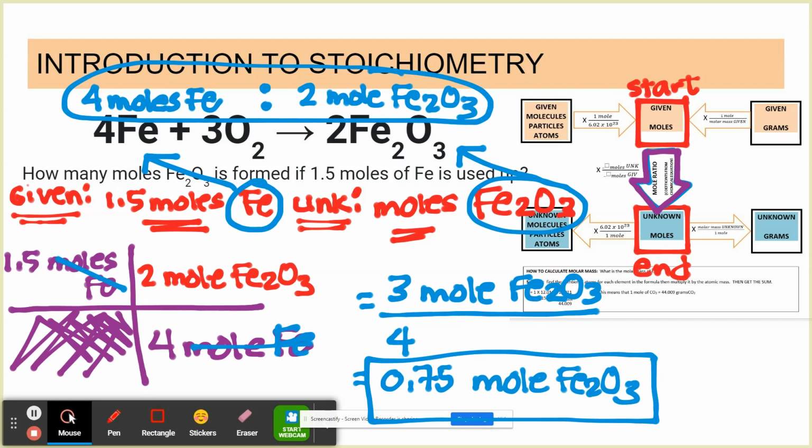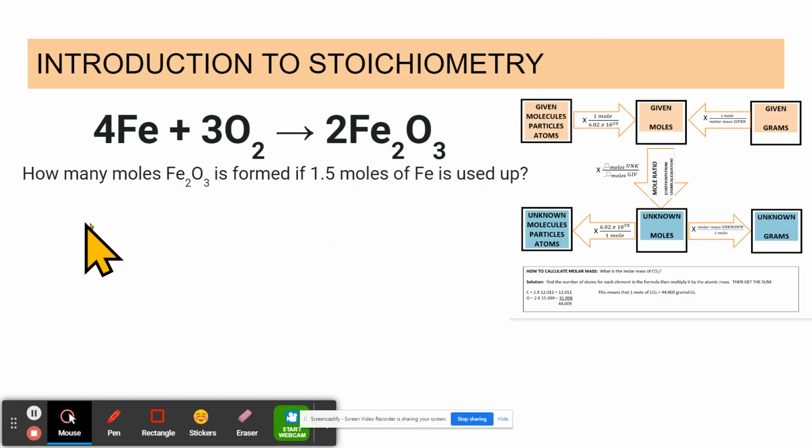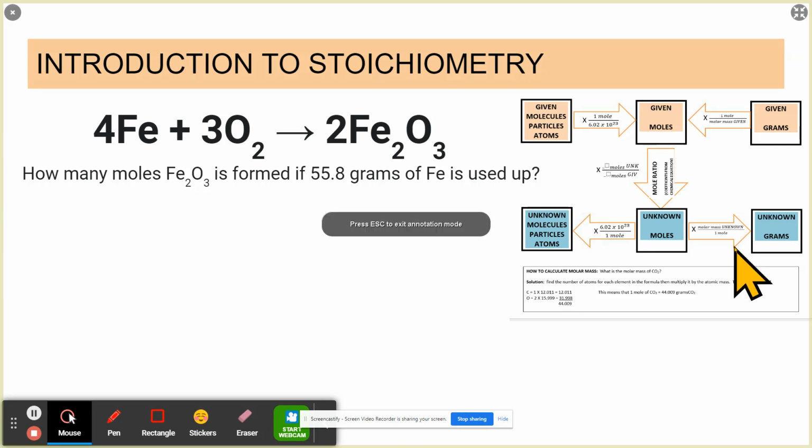Let's try another problem, but this time let's try to use the other arrows within the flowchart. For example, let's say the question was how many moles of Fe2O3 is formed if 55.8 grams of Fe is used up. So this time, guys, we have grams. All right, so let's write that down.